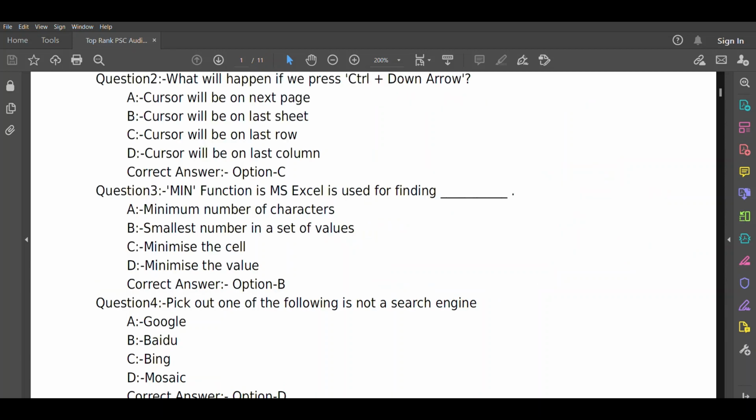What will happen if we press Ctrl plus down arrow? Cursor will be on the last row. The MIN function in MS Excel is used for finding the smallest number in a set of values. Pick out one of the following that is not a search engine: Mosaic.